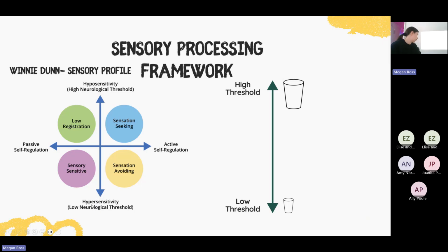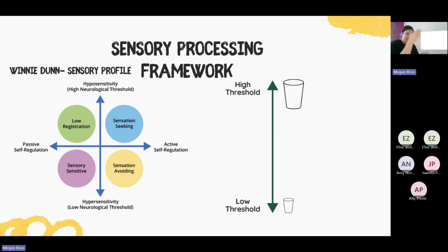And then down the other end, hypersensitivity or a lower neurological threshold is like having a smaller sensory cup. So you need less sensory information to fill your cup and to notice what's going on. And it can be easy for that cup to overflow, I suppose, because it is smaller. We can be anywhere on this neurological threshold for all of our senses. Although our sensory profile and processing doesn't necessarily change, some days you might be able to cope better than others, so it can seem like it moves around a bit, but we can be anywhere on this continuum for all of our different senses.